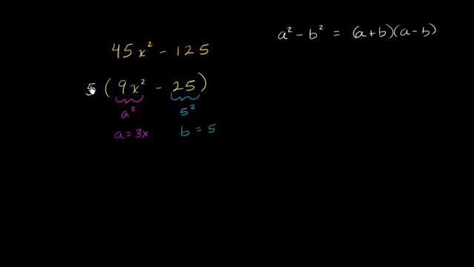We can't forget our 5 out front that we factored out. So it's going to be 5 times a plus b times a minus b. Let me write the b's down: plus b and minus b. And we're done. 5 times 3x plus 5 times 3x minus 5 is 45x squared minus 125 factored out.